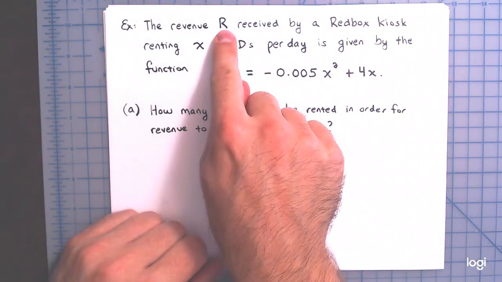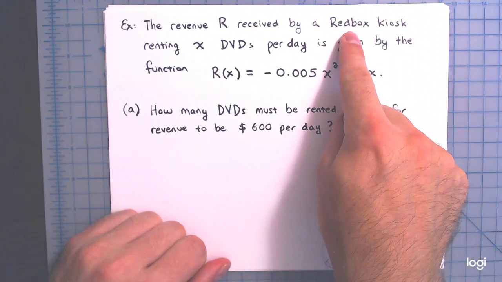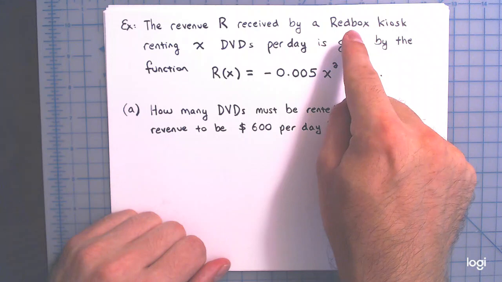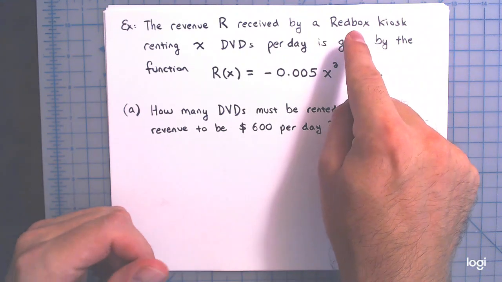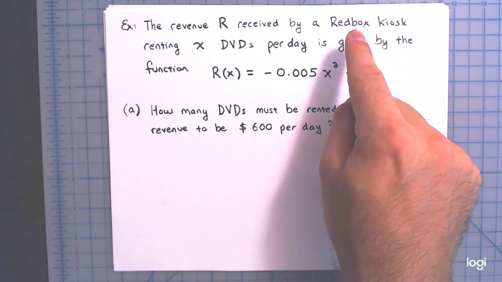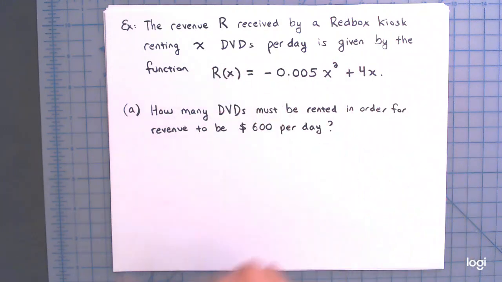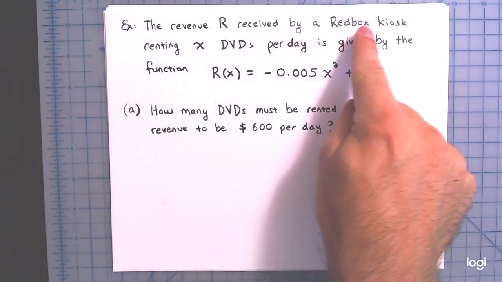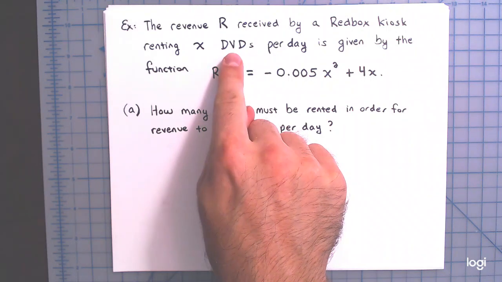So the revenue R received by a Redbox kiosk, right? You don't have to know what this is to be able to go through this problem, but if you've ever gone to a Walmart or a Meijer or some other grocery store, very often by the customer service area they have these Redbox kiosks that you can rent DVDs from and return them to. So the revenue R received by a Redbox kiosk renting x DVDs, digital versatile discs.